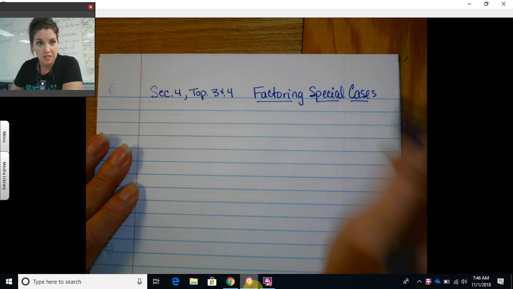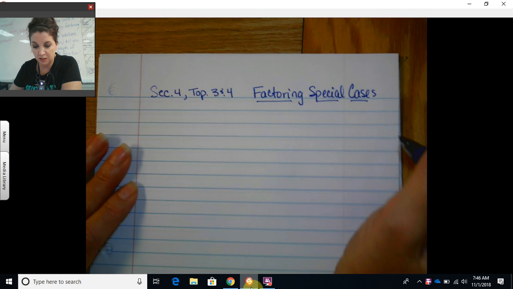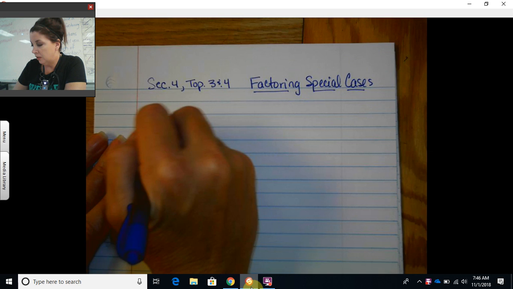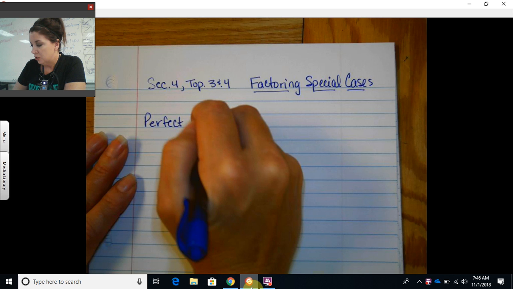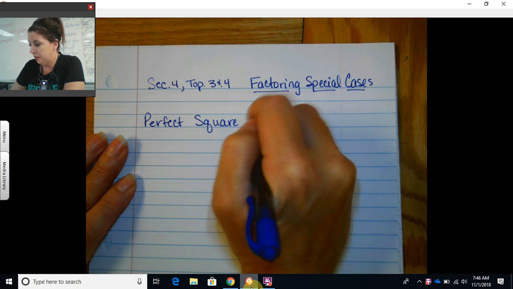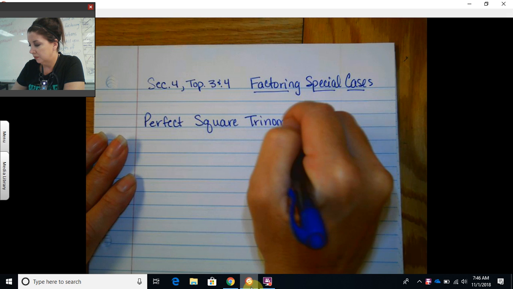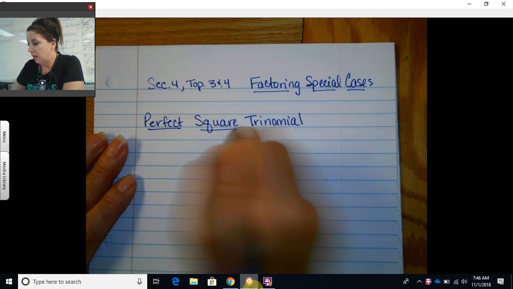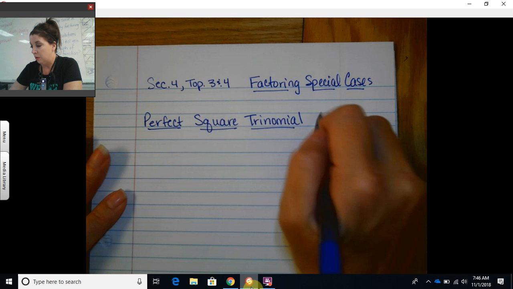Alright, so the first special case that I'm going to talk to you about today is called a perfect square trinomial. In the lessons, most of the time, instead of writing that out, I'm just going to call it a PST for short. PST, perfect square trinomial.